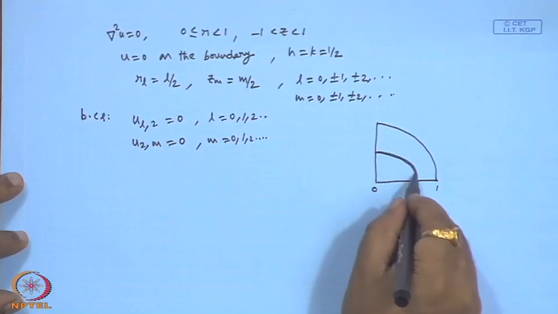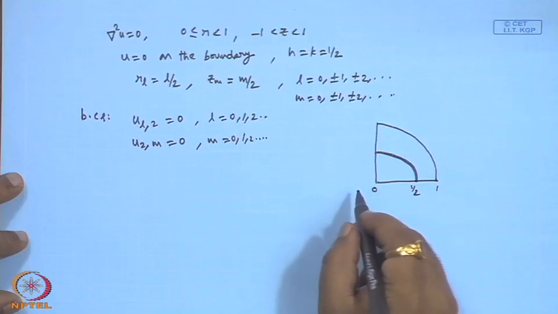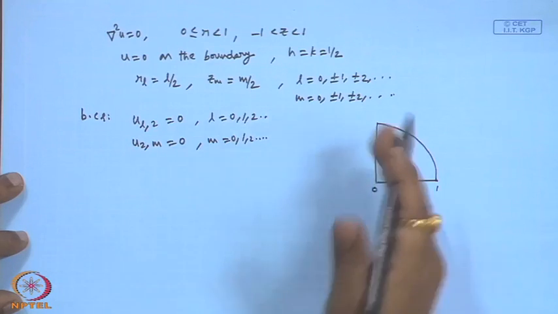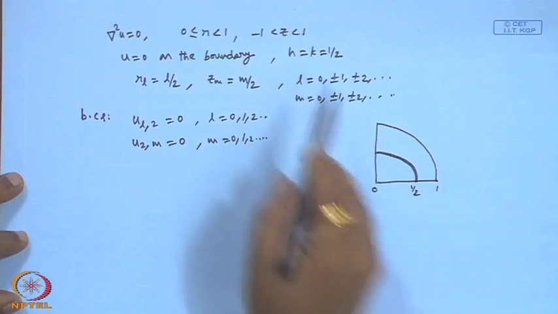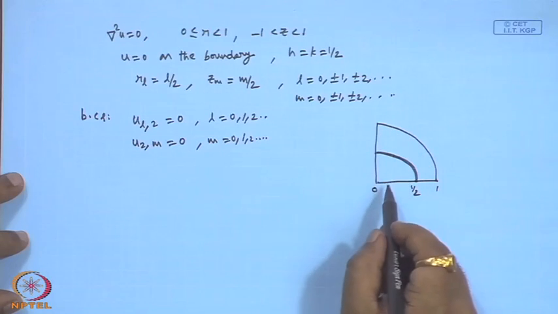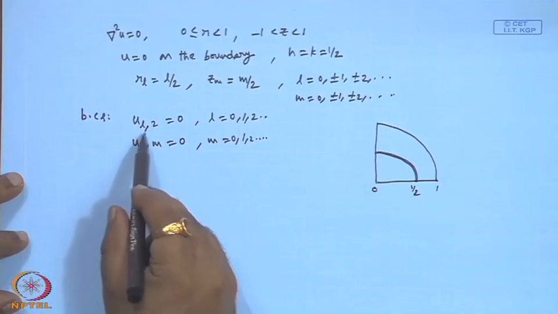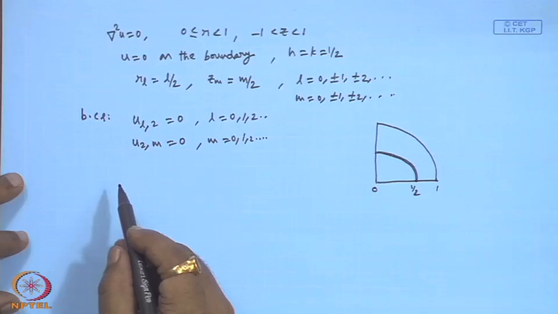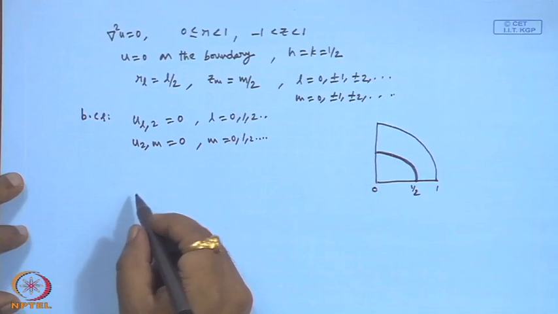Okay, I mean I should have drawn better. So, this is half. Okay. And z planes. So, in the z planes also k is half. Okay. So, correspondingly we have to discretize. Okay. So, therefore, u_{L2} is 0, u_{2m} is 0. Okay. So, these are the boundary conditions.